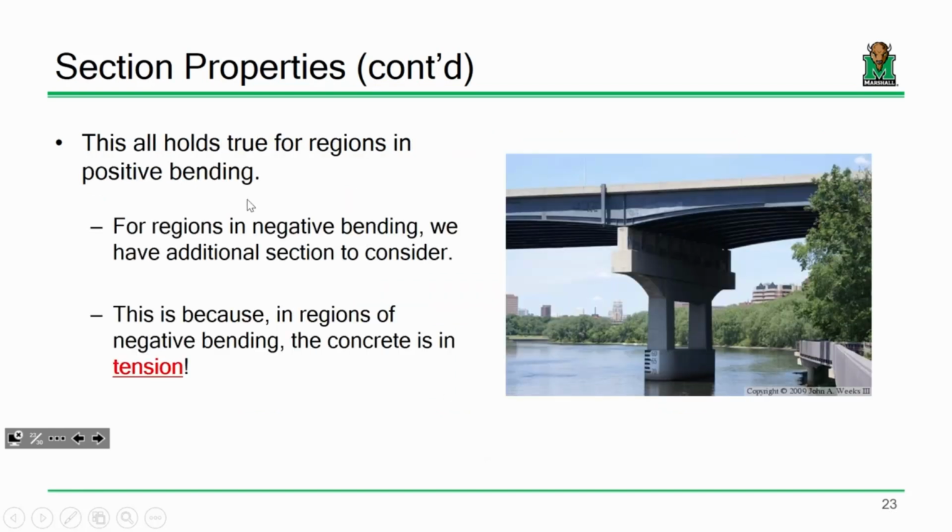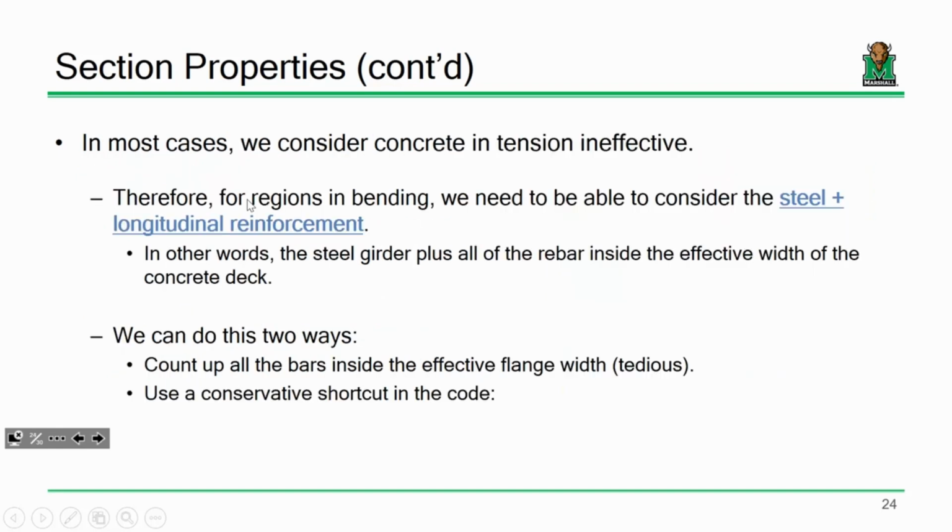When the concrete is in tension, we have another one we have to consider. We can't always use just the steel plus the concrete because in negative bending, like a region that you would see right here, this region over the pier, the beam and the bridge is bending like this. So the concrete is in tension. Make sense? So what we've got to do is look at a 4th section which consists of the steel and the rebar, the steel and the reinforcement inside that section.